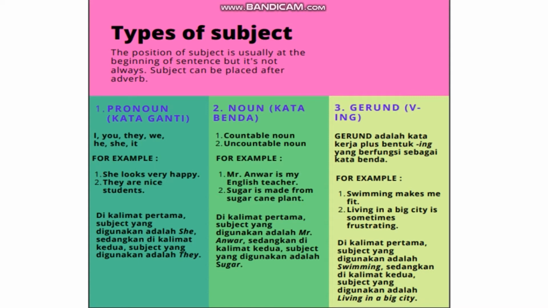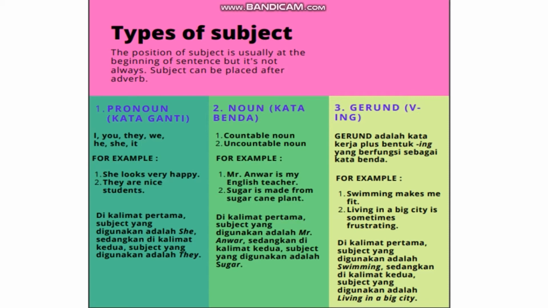The first type of subject in English is called pronoun. A pronoun is a word that takes the position of a noun in a sentence. Okay, the words like I, you, they, we, he, she, it are called pronouns. Now look at the first example. She looks very happy. The subject used there is she. And then the second one, they are nice students. The subject used there is they.